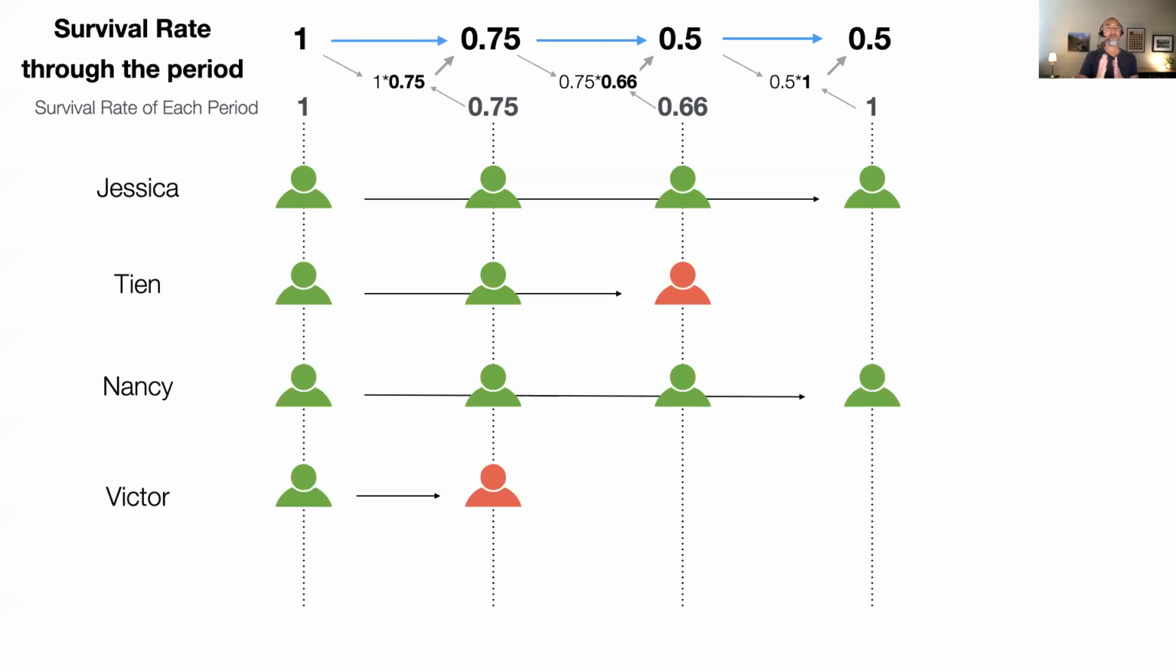So these numbers tend to keep going down. If you are talking about the survival rate of each month, that number can go up and down in any combination. But the survival rate through the period always keeps going down, because you are multiplying the survival rate of each period.